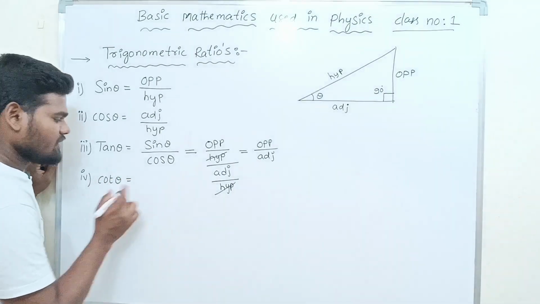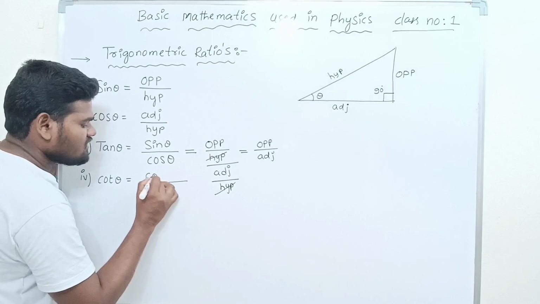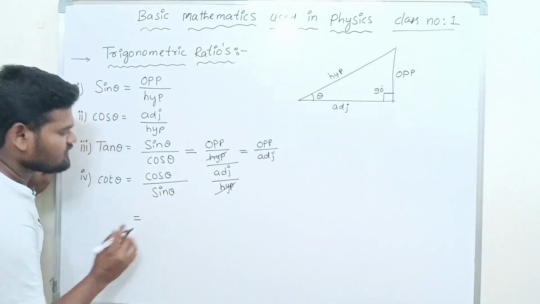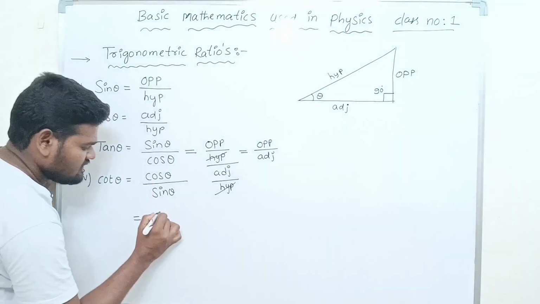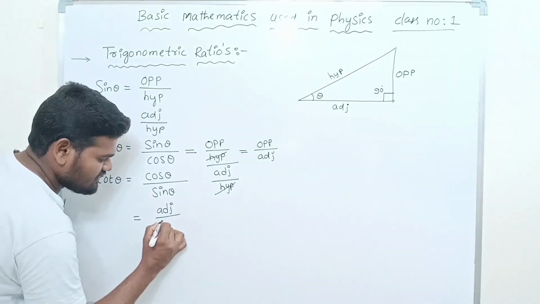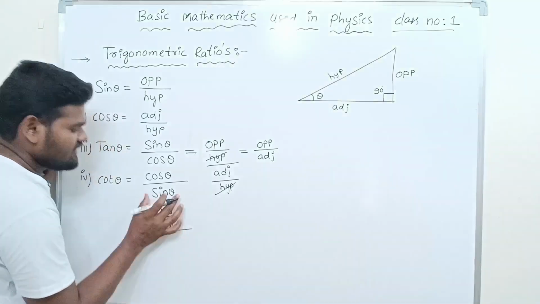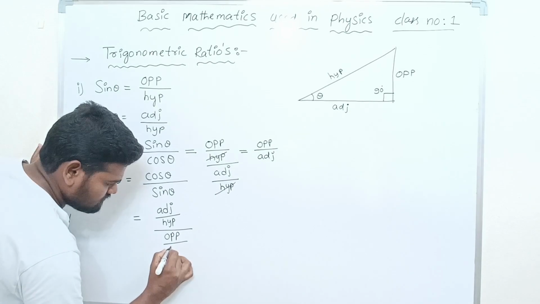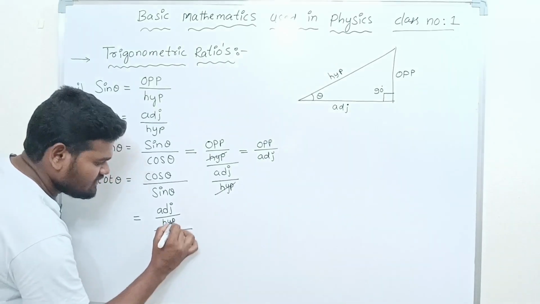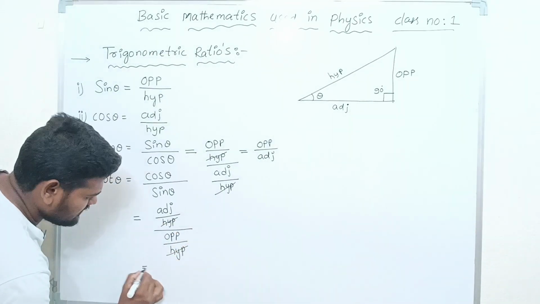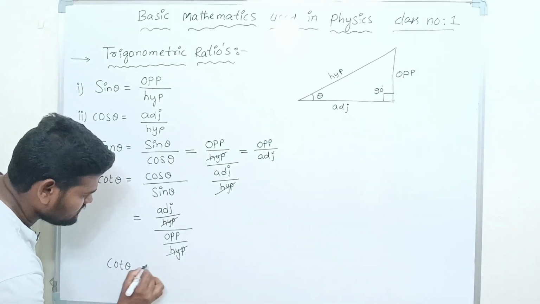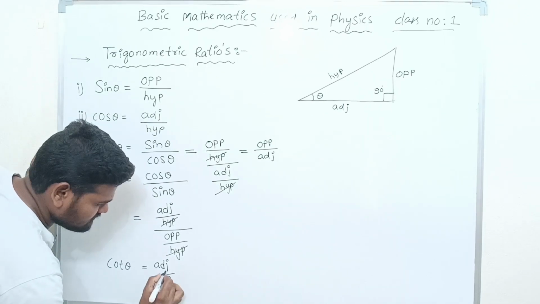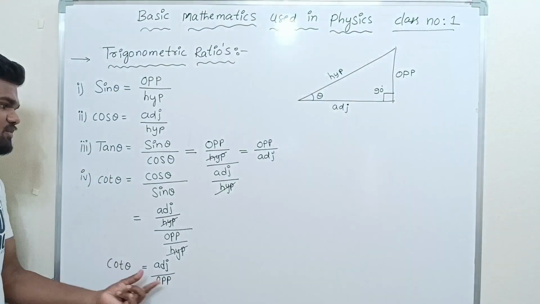Cot theta is nothing but the ratio of cos theta to sine theta. What is cos theta? Adjacent side by hypotenuse, divided by sine theta, which is opposite side by hypotenuse. The hypotenuse gets cancelled out, and we get cot theta equal to adjacent side by opposite side.